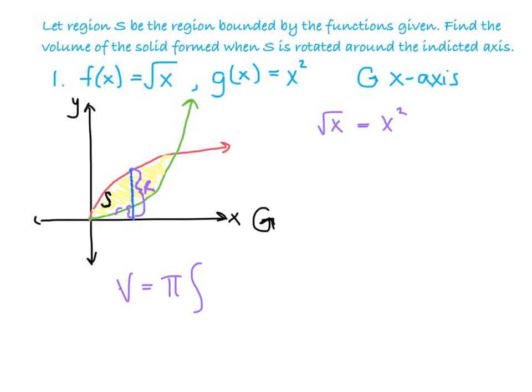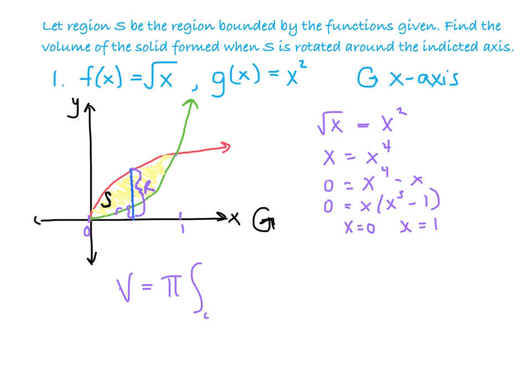But if that didn't happen, of course, we could set them equal to each other. In order to solve this, we'd square both sides. So that would be x is equal to x to the fourth. When I brought that over, I would have 0 is equal to x to the fourth minus x. Factor out an x, and I'd have x cubed minus 1. So then I get x equals 0, and x cubed equals 1, so x would equal 1. So there's my 2 points, and that gives me my a and my b.